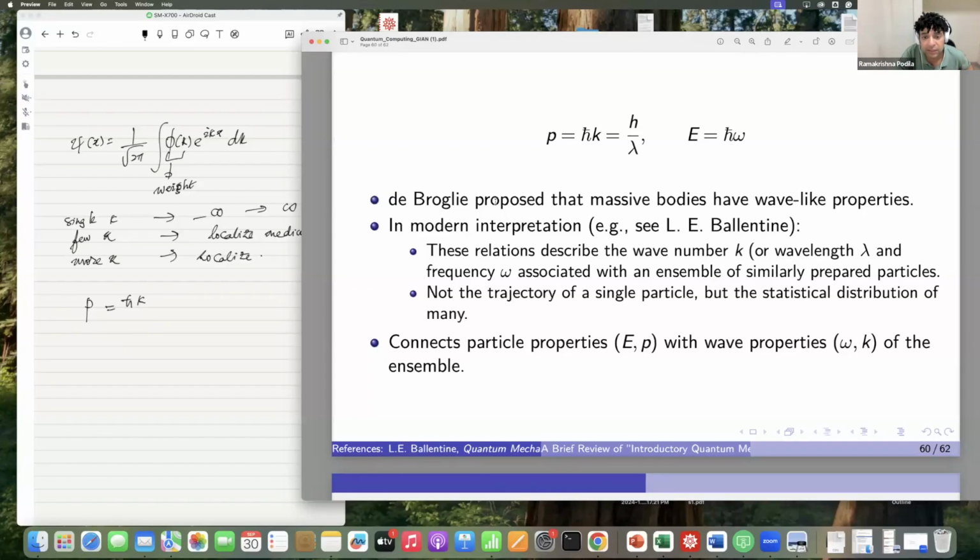There is a question in the chat. Let's see. There's a doubt: motion of a single particle identically prepared, or motion of a single particle multiple times? Both are ensemble. When you measure a single particle, that's a single measurement.